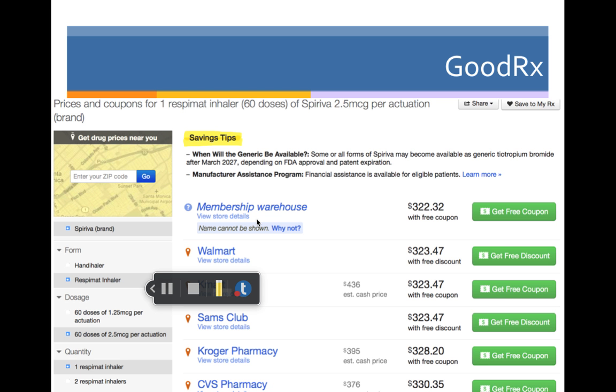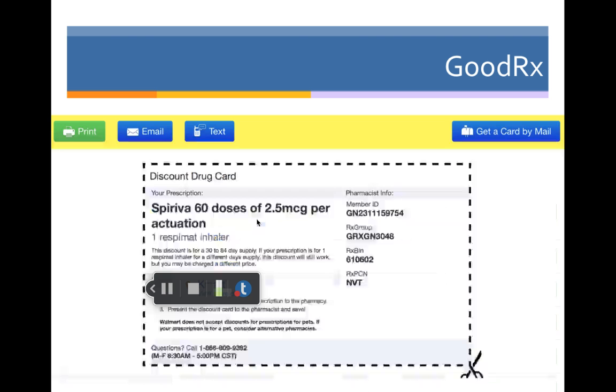So for example, Kmart, their estimated cash price is $436. And then with the coupon, it drops it down to $323. So if you look at just the $323, it's still significantly expensive, but you have almost $100 in savings that are offered. So this resource is somewhat helpful for our inhalers, but our inhalers are brand medications that are very expensive, and so a lot of times your pharmacies aren't going to offer that good of cost reduction for our inhalers, unfortunately. And then the coupon is shown here.